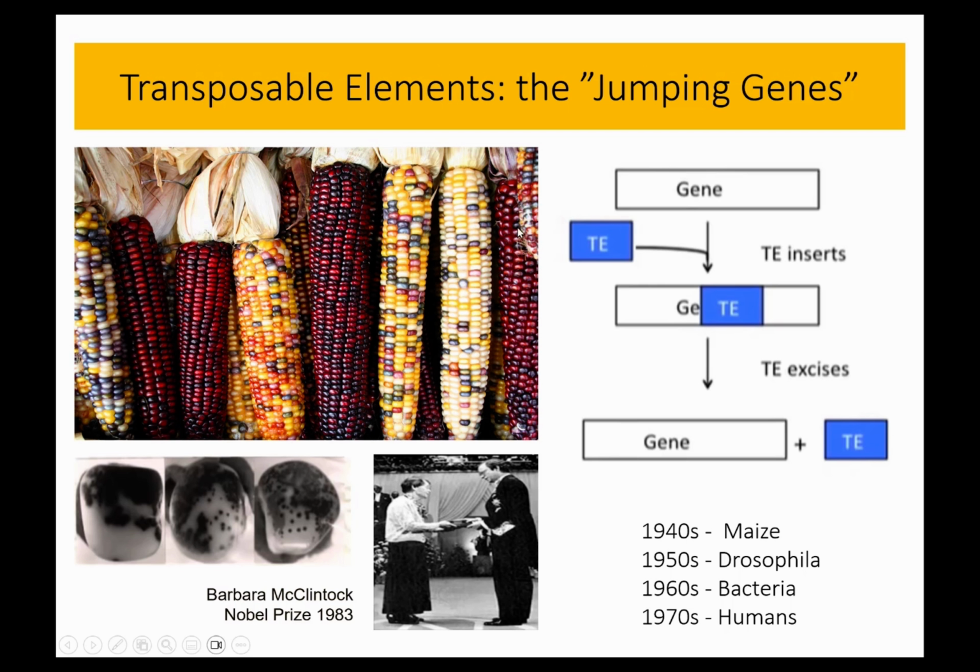So this is the TE, transposable element. When it jumps, that's called a transposition event. It undergoes transposition. So here's the gene to make the pigment purple, the purple color.